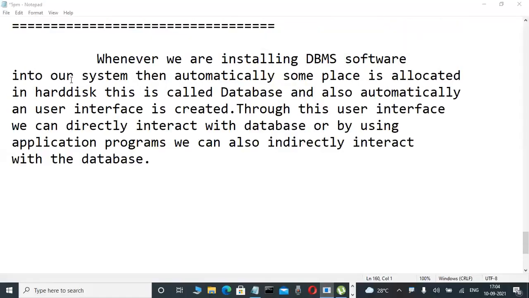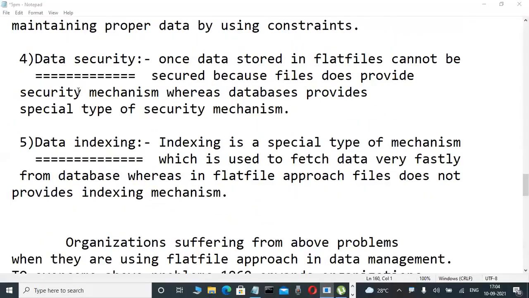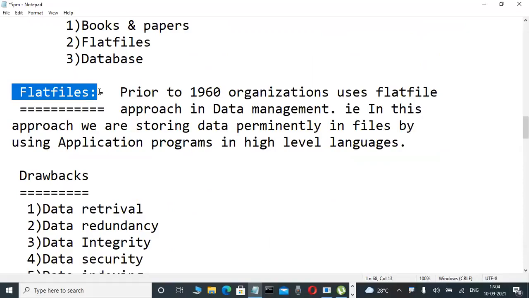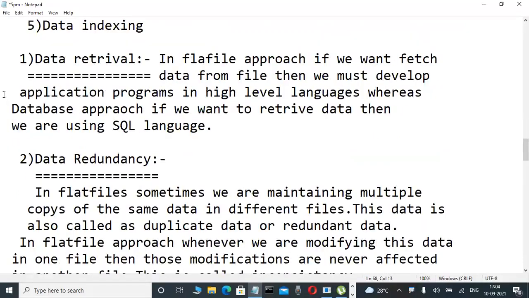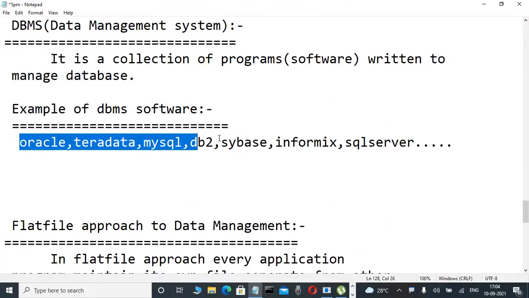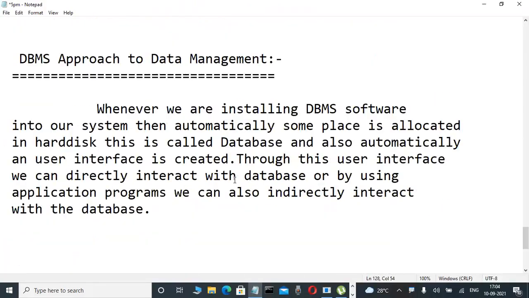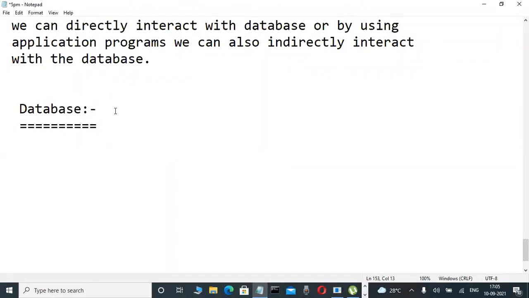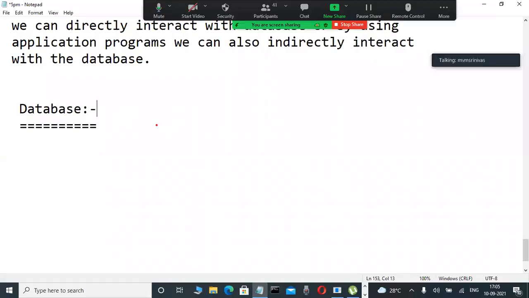Now everyone must be familiar with how, in the olden days, they stored data. Before 1960 there were flat files. Nowadays, the DBMS approach: whenever these DBMS softwares are loaded, some database is created. Now I will tell you what a database is. Write it: database. What is a database? Everyone knows.